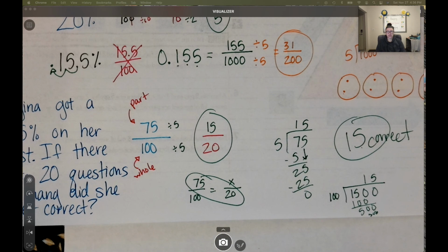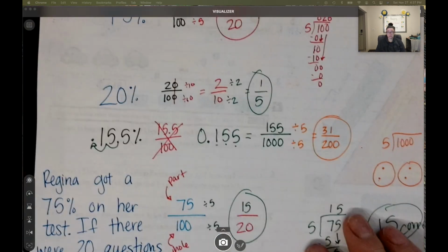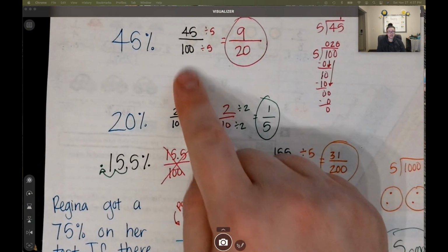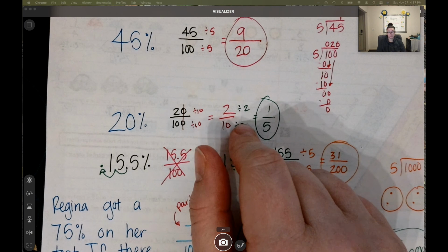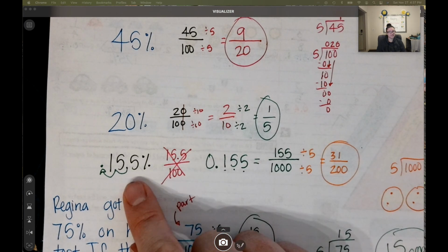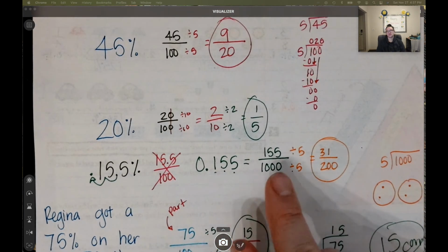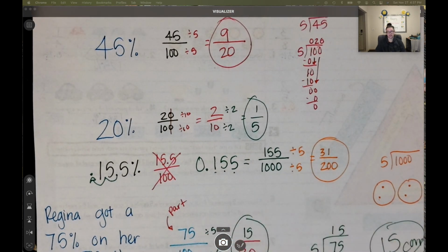I know I went through those ones kind of fast. But again, biggest thing, if they're nice and neat and pretty, you can just put it over 100 and simplify. If they're not, you might have to go to the decimal first and then simplify your fraction.